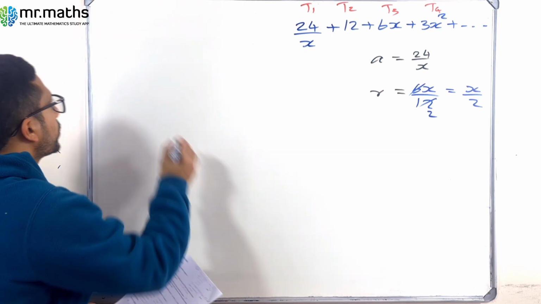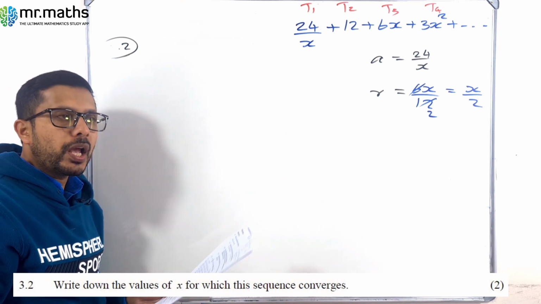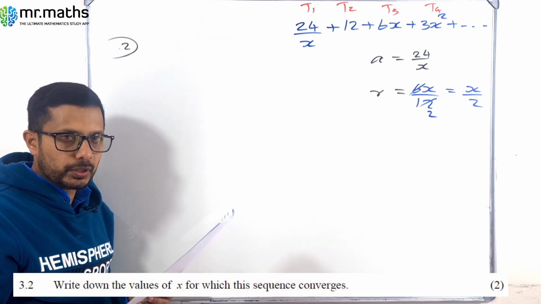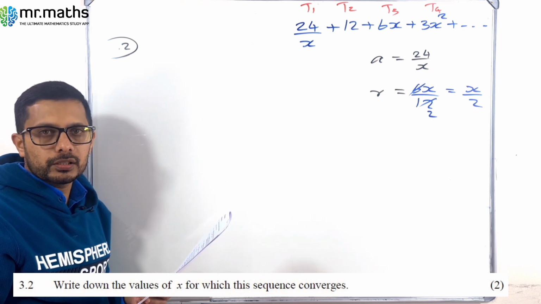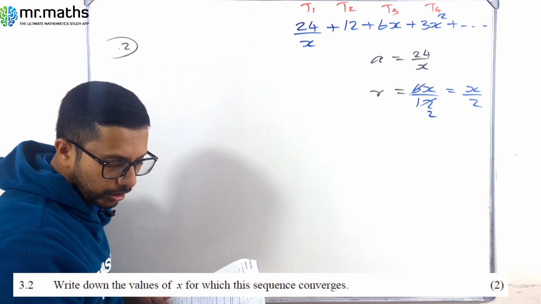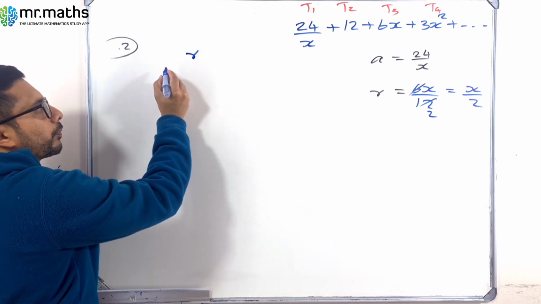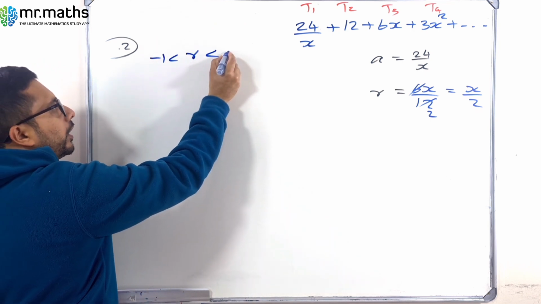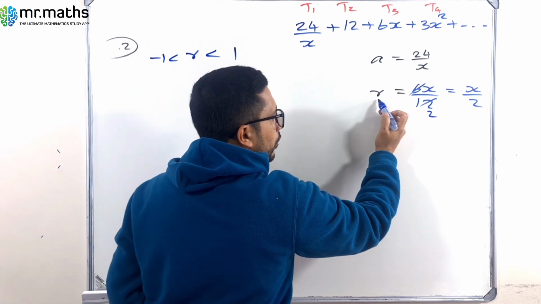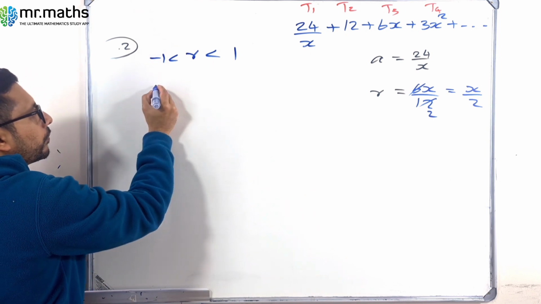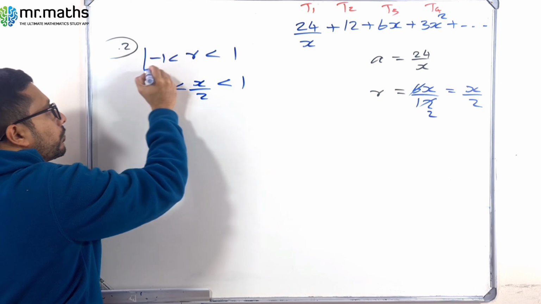Okay, let's move to the next question, question number 3.2. What is that question? Write down the values of x, values, that means more than one value, for which the sequence converges. So in a geometric series, converging means, what is the condition? The value of r must be between -1 and +1. Am I right? So here what is the value of r in our question? We got r as x over 2. So substitute that one: -1 less than x over 2 less than 1. This is the condition for convergence.